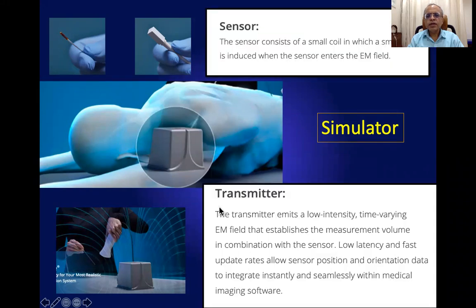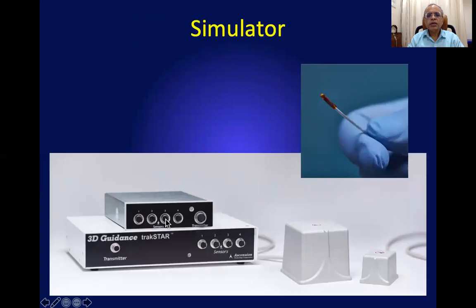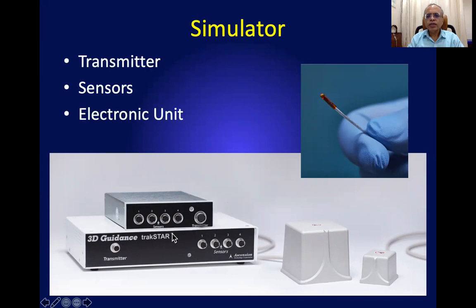The transmitter creates a low intensity time varying electromagnetic field, while the sensors, when they enter the magnetic field, create an electric current. This electric current is amplified by this electronic unit, and this electronic unit then decides the three-dimensional exact location of these sensors and thereby the imaging plane. This information is sent to the host computer. The host computer has a three-dimensional data set of a human heart.